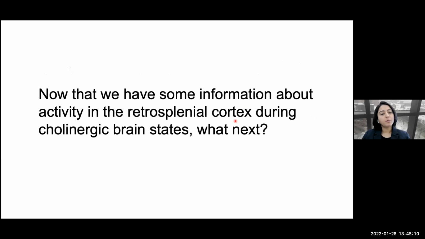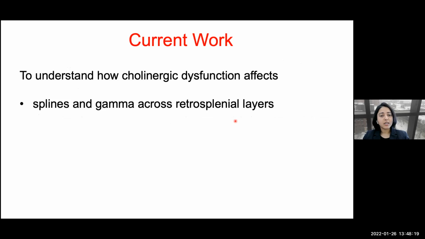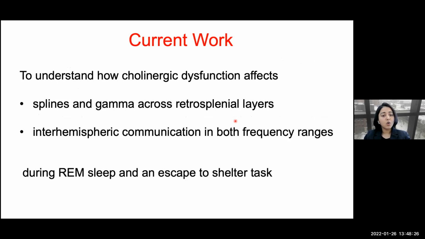So now that we have some information about the activity in the retrosplenial cortex during cholinergic brain states, what next? We want to understand how cholinergic dysfunction affects both splines and gamma across retrosplenial layers, and how the interhemispheric communication in both of these frequency ranges is affected during REM sleep and an escape to shelter task. So this would give us an idea about the mechanisms of splines and the role of cholinergic inputs in both of these oscillations.